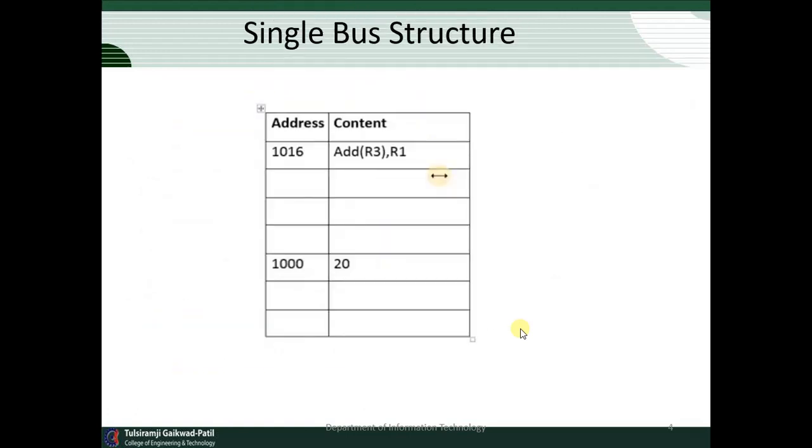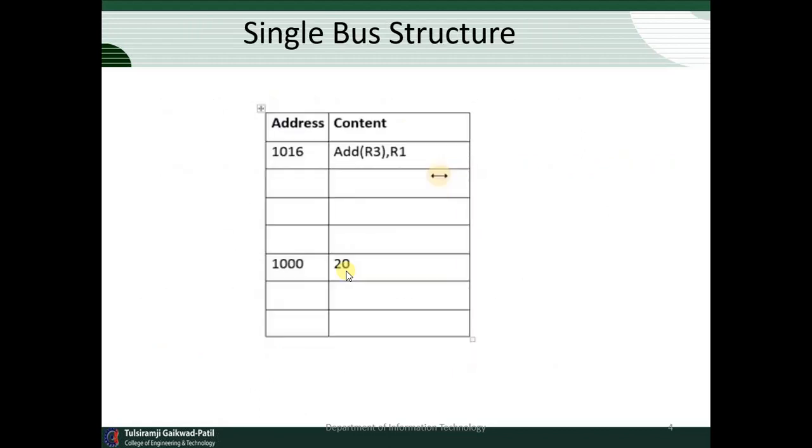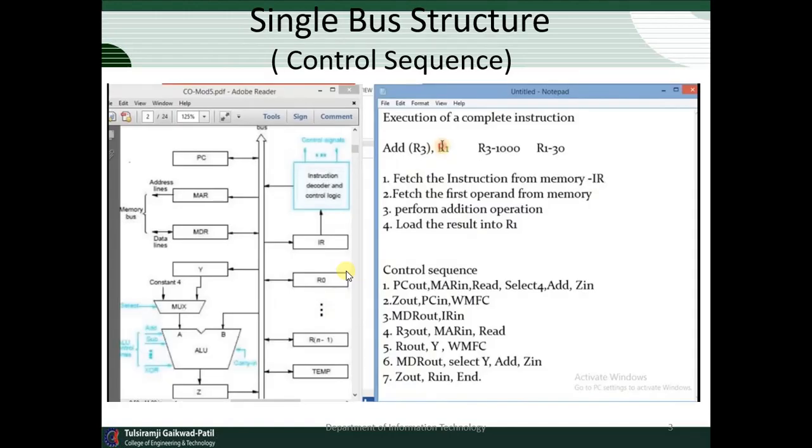Now in the single line bus structure, suppose we have the address 1016, that address may contain the instruction add R3, R1. Then what does location 1000 indicate? That location 1000 contains the data 20. So this shows the single line bus structure, and how we write the control sequence for it with the help of the given instruction. Thank you.